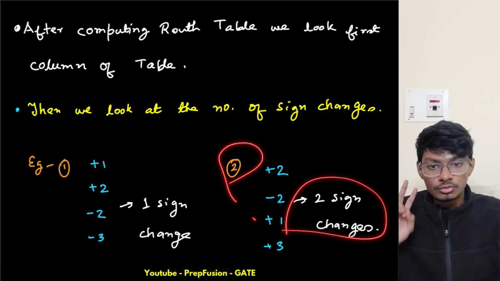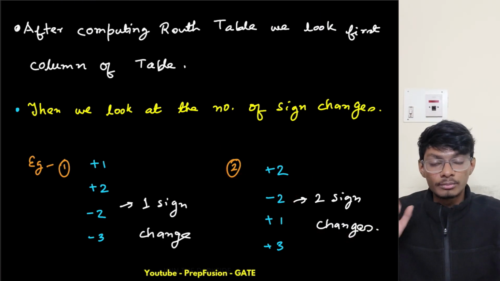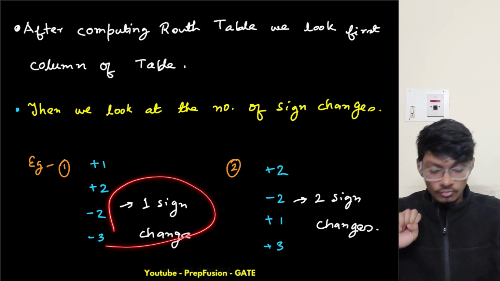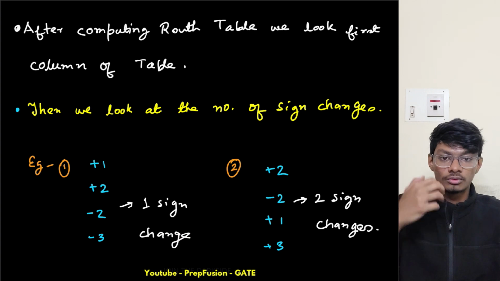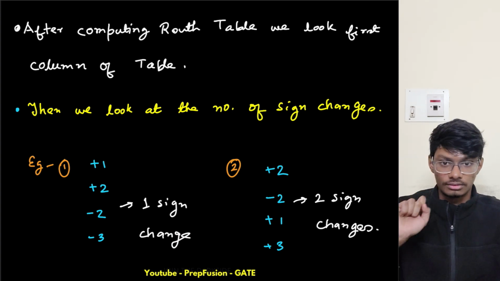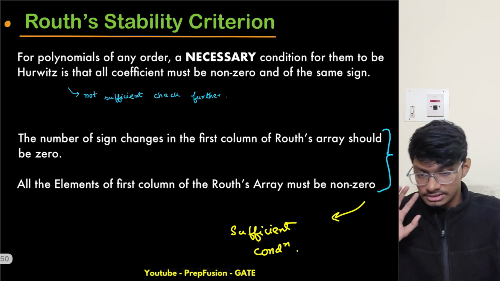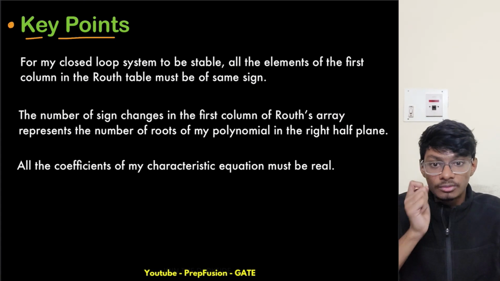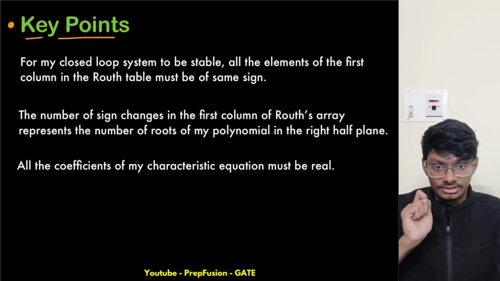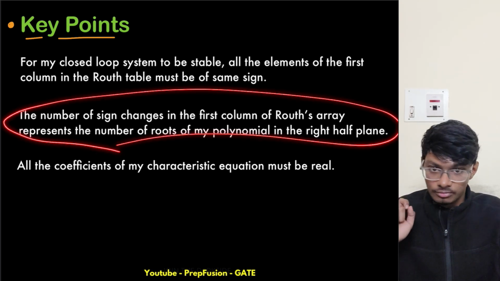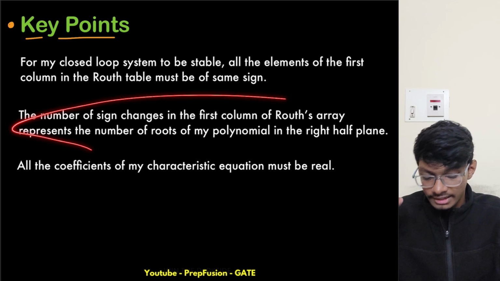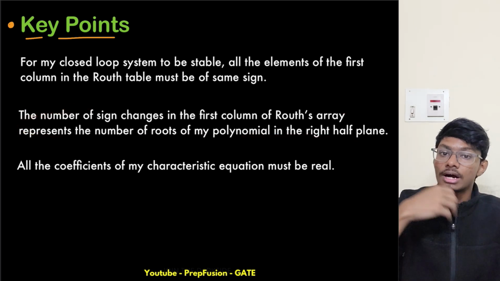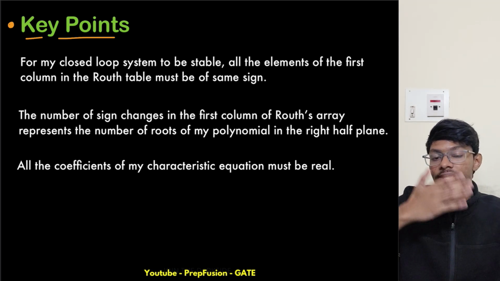Here I have 2 sign changes. Then my number of poles on the right hand side will be 2, right? Here there is 1 sign change. So my number of poles on the right hand side will be only 1. That is what the number of sign changes in the first column represents. So this is also another important point. Keep this in mind. From this I can understand how many poles lie in the right half plane, but I won't be able to tell how many poles lie in the left half plane.